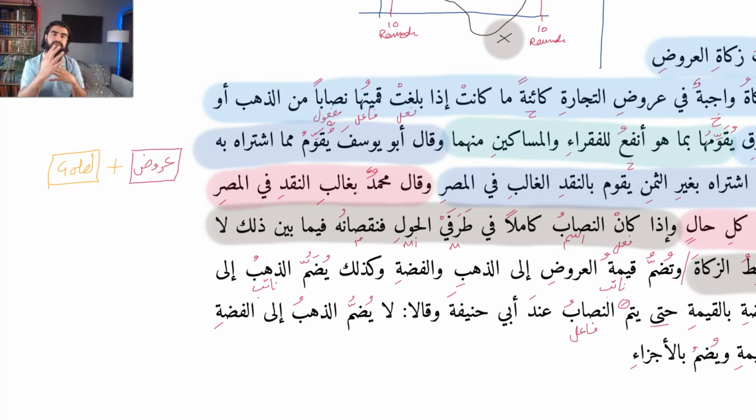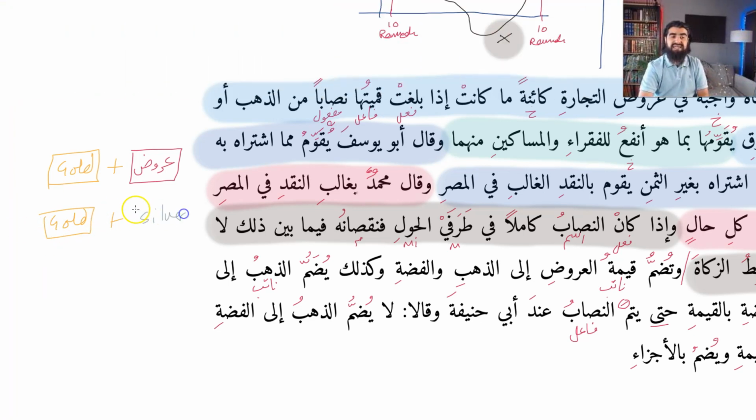Obviously, if you have lots of gold, whatever else you have, you just add it together. But what if you've got gold and urud, or gold and silver, and individually they don't reach the nisab? Then you have to merge them together. Remember Abu Hanifa, what does he say? You look at the value according to what is going to be beneficial for the people.